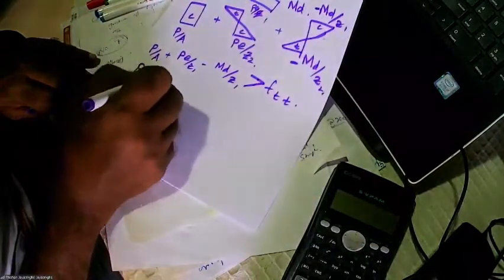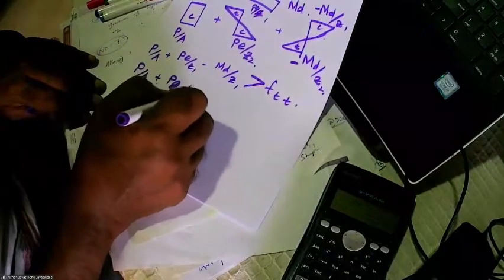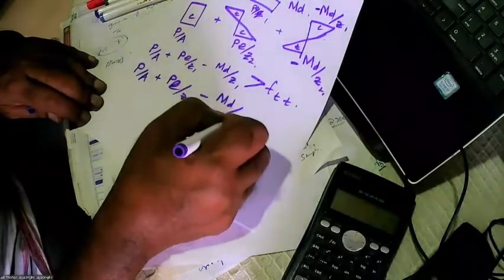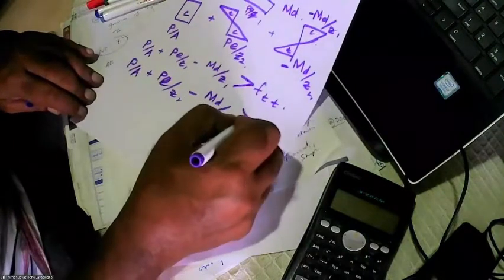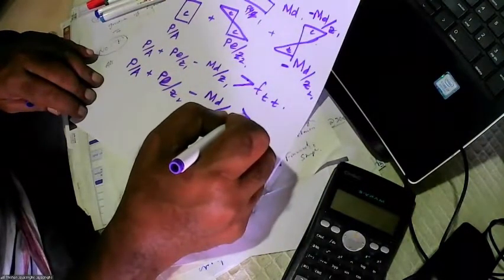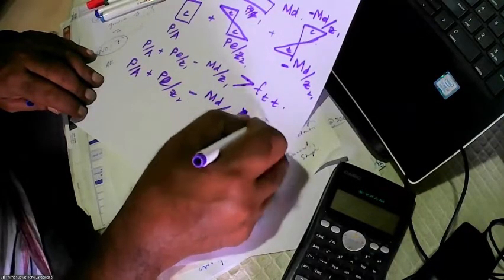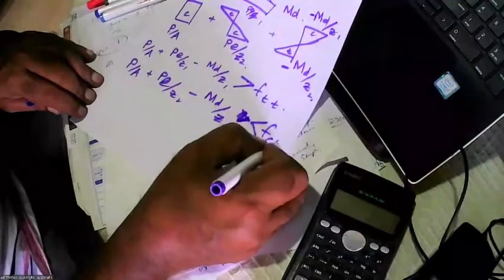POA plus PEO Z2 minus MDO Z2 should be greater than, this is a tension compression failure, should be less than compression at transfer.